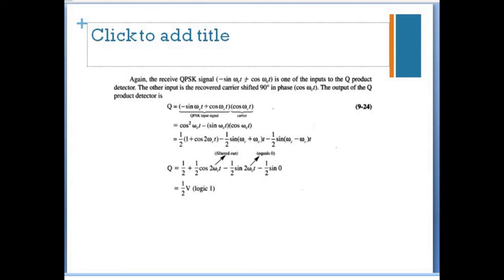Similarly, the same signal is given to the Q channel. Then we have one more signal from the carrier recovery circuit, plus 90-degree phase shift. And then these two signals are multiplied in the balance modulator. Then it is filtered by using the low pass filter. We get 1 by 2 volt. It is given to the level converter to get logical 1.